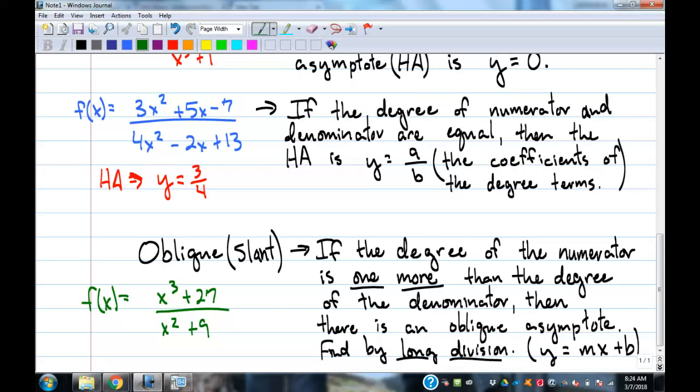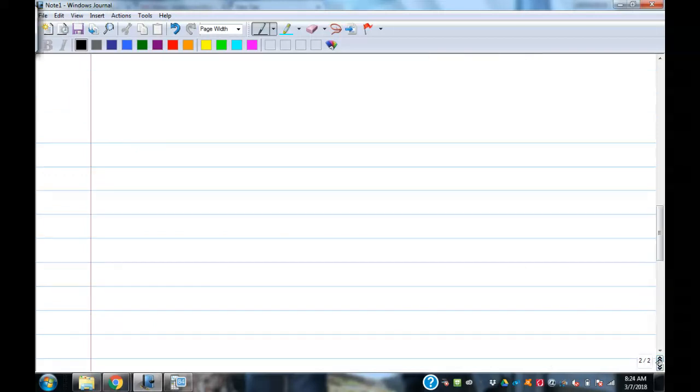Why not? How do we decide if it even has an oblique or horizontal asymptote? The degrees. None of the rules overlap. Okay? So oblique and horizontal asymptotes. If you have a horizontal asymptote, you don't have an oblique. If you have an oblique, you don't have a horizontal. Okay, they never occur together.